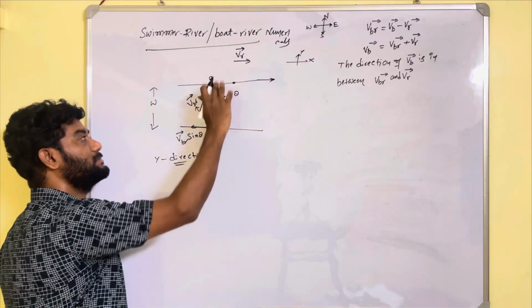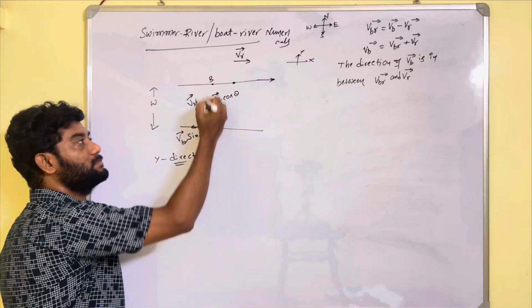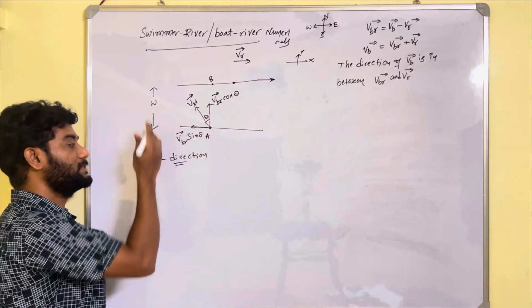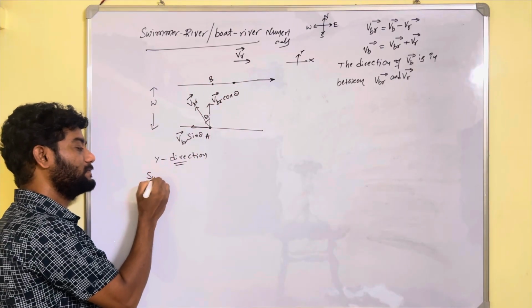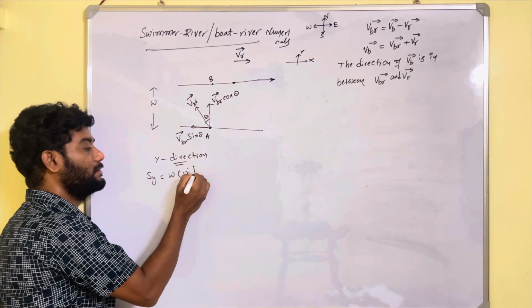In the y direction, what is the displacement? The width of the river, because the boat is moving from this point to that point. So the displacement here is the width of the river. So Sy is equal to W, where W indicates the width of the river.